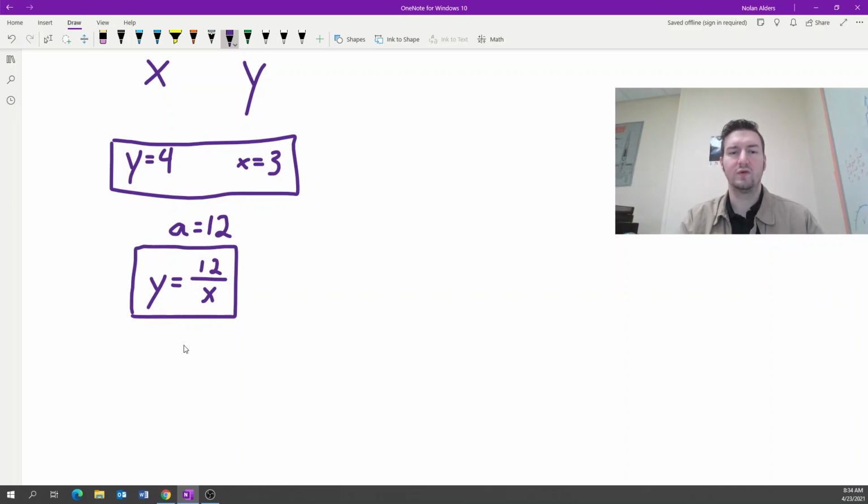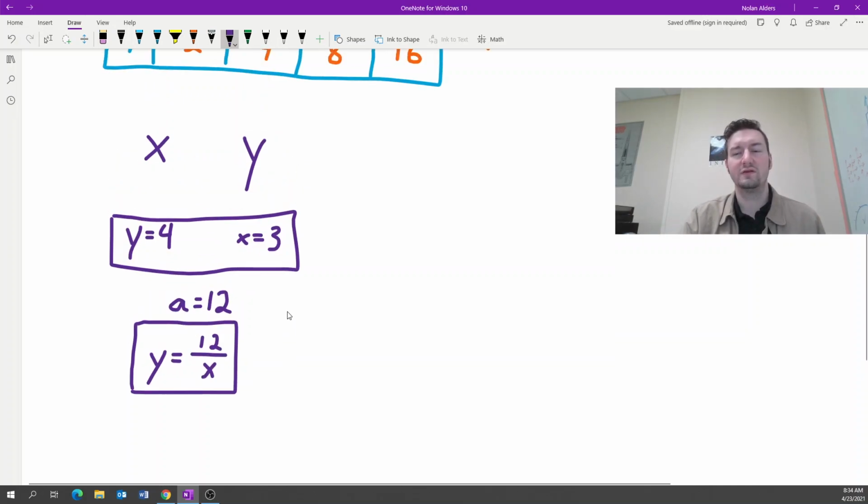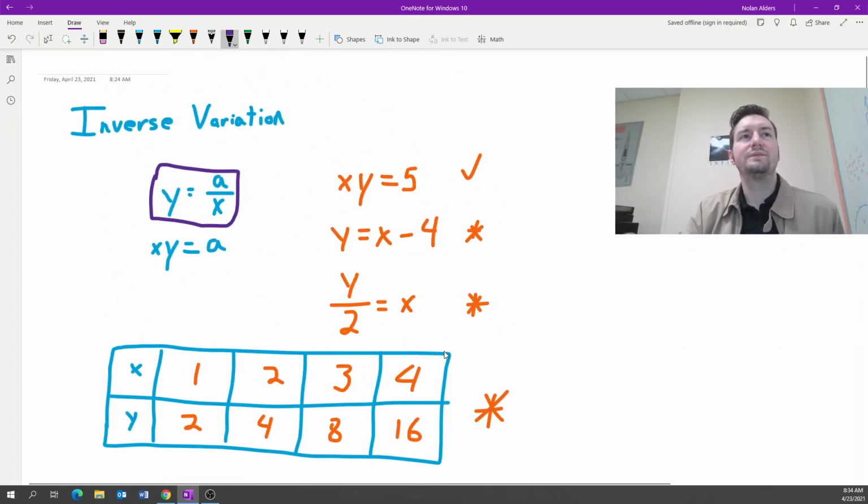If you ran into a problem where they said write an equation for an inverse variation where y equals some number and x equals some number, you would need to figure out a first by multiplying the x and the y, and then you could write your equation based on one of those forms. Okay, so the x and the y stay as x and y's, and the a you replace with that number.